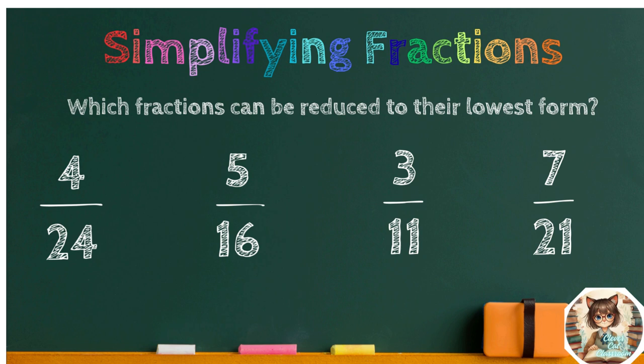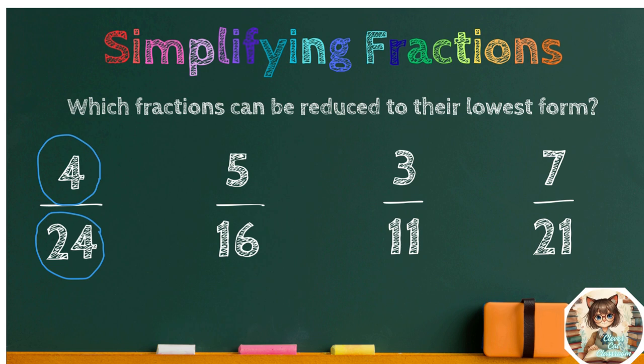Let's have a look at these fractions here. Some of them can be simplified, but others are already reduced to their lowest form. But how do we know which ones can be simplified and which ones are already reduced? What we need to do is look at the numerator and look at the denominator. We need to ask ourselves, are there any numbers that both 4 and 24 can be divided by?